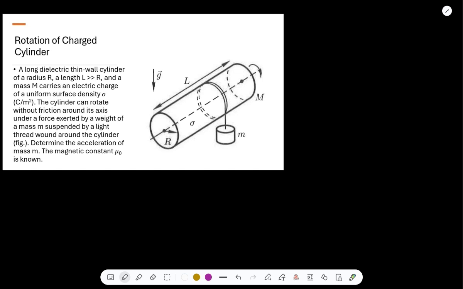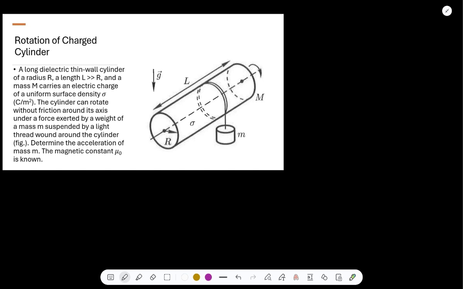And the problem is, a long dielectric thin wall cylinder of radius r, a length L much greater than r. That makes it a long solenoid. And having a mass m carries an electric charge of uniform surface charge density sigma. The cylinder can rotate without friction around its axis under a force exerted by a weight of mass m, suspended by a light thread wound around the cylinder. Determine the acceleration of the mass m, and the magnetic constant mu naught is given.